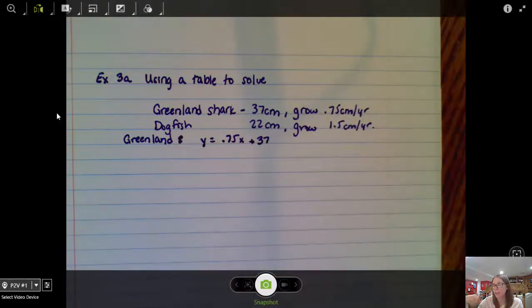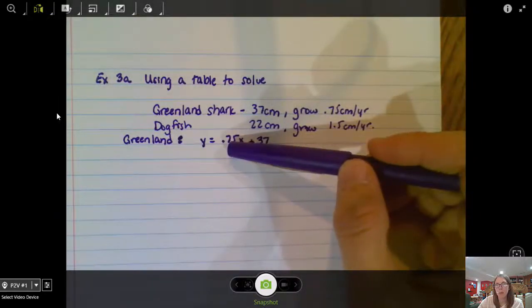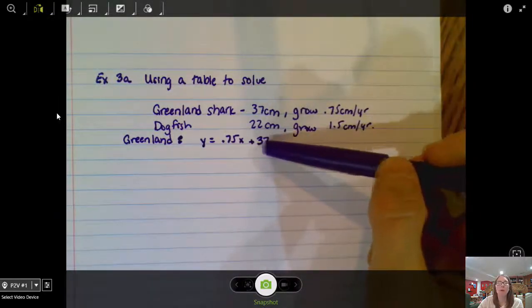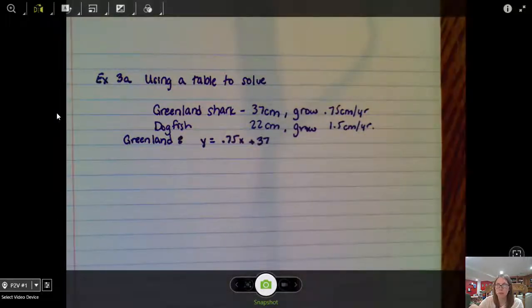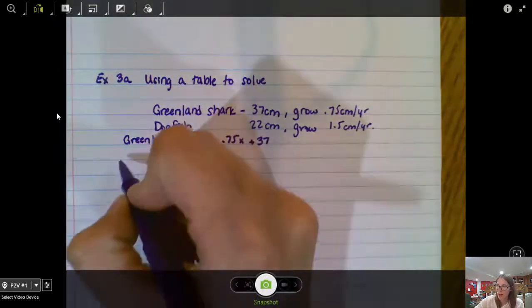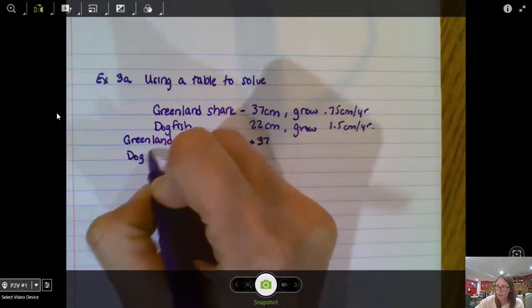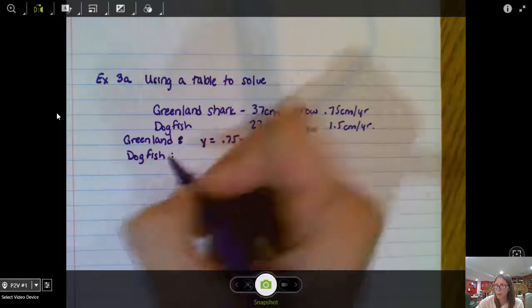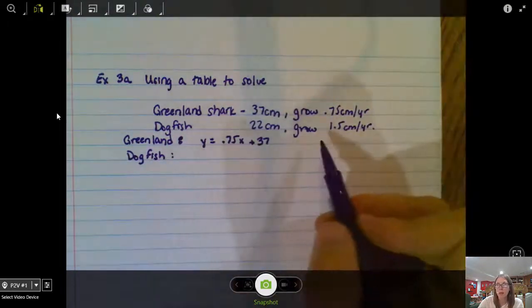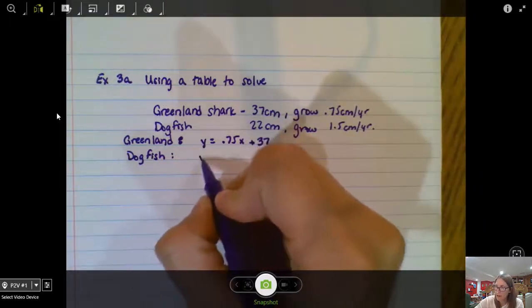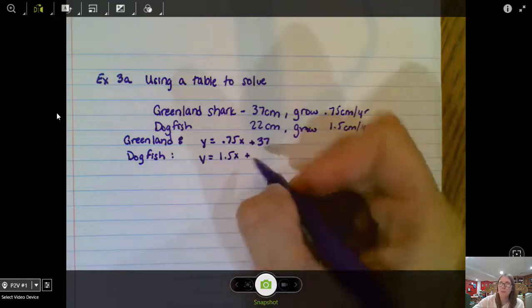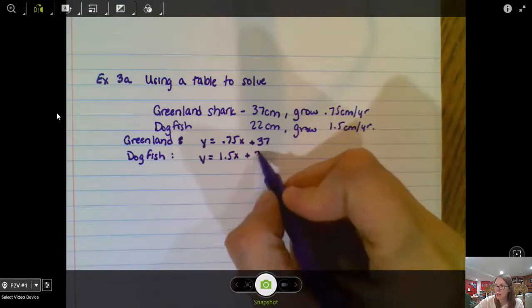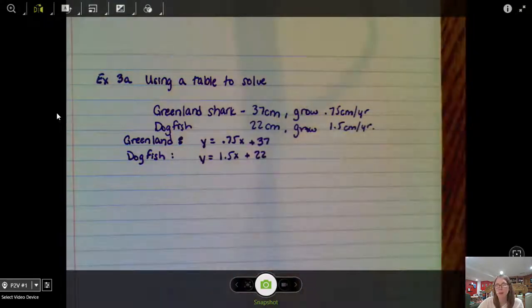Just like in slope-intercept form, this is my slope, this is my y-intercept. Y-intercept is your starting value, and then slope is our growth rate. And our dogfish shark, similarly, its growth rate is 1.5 centimeters per year. So y equals 1.5x plus 22, since 22 centimeters was the original length. So y equals 1.5x plus 22.